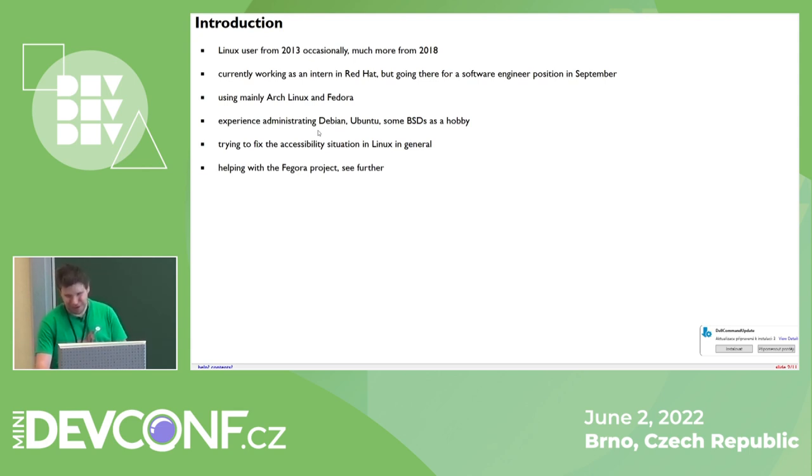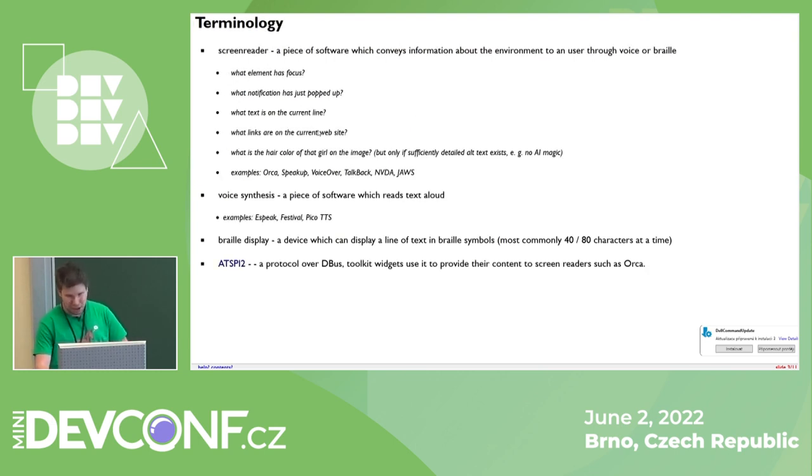But because there's a lot of specific terms in this area, so let's get them out of the way. So first, a screen reader is a piece of software which basically tells you what's on the screen, what's the label of this button is, or is this piece of text a link or a heading or something else, or is it something unknown, and it just basically reads you the text on the screen.